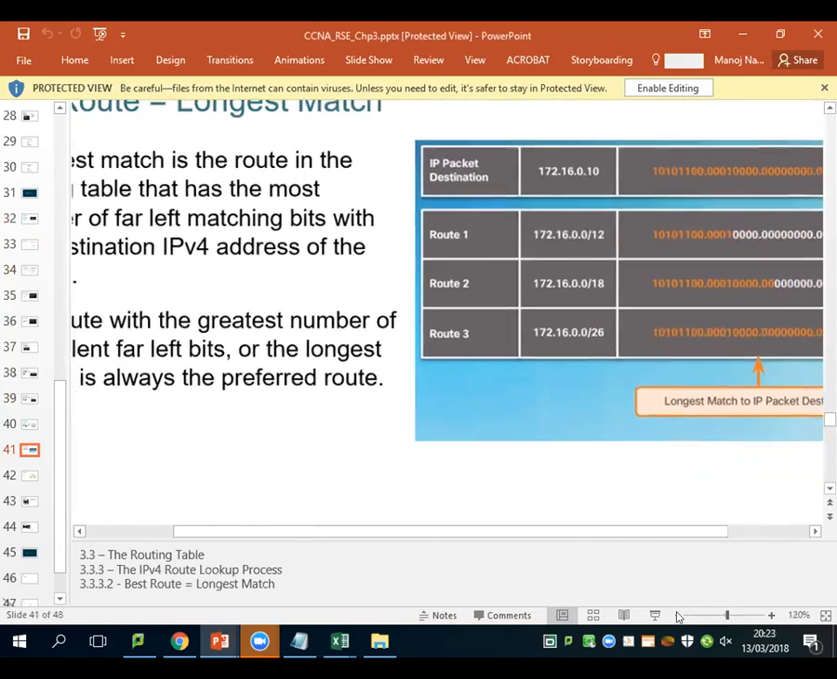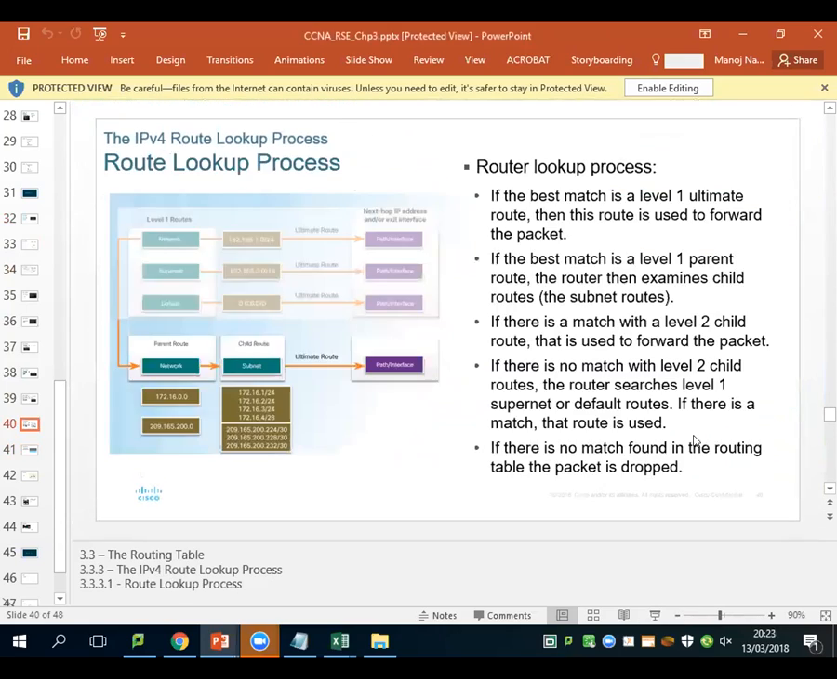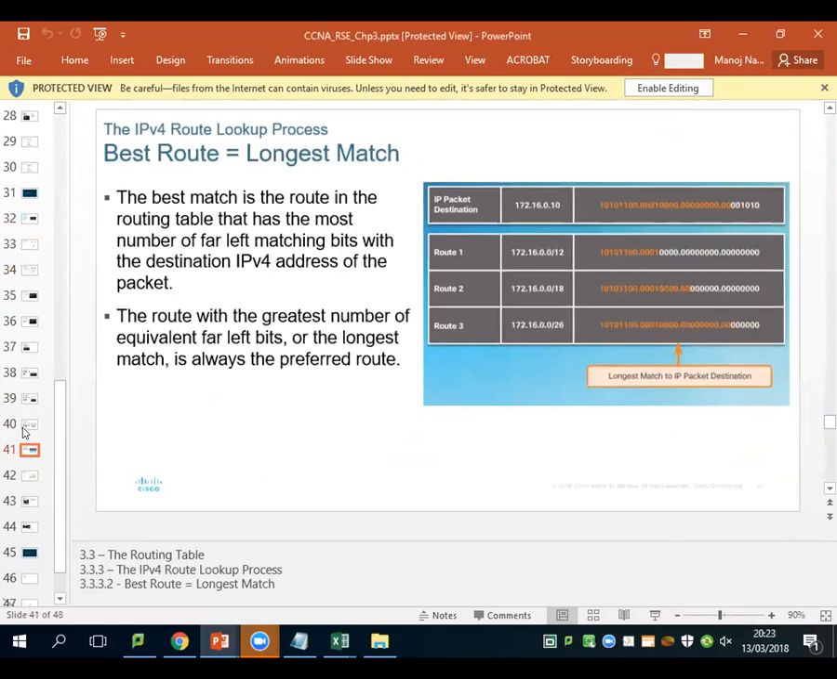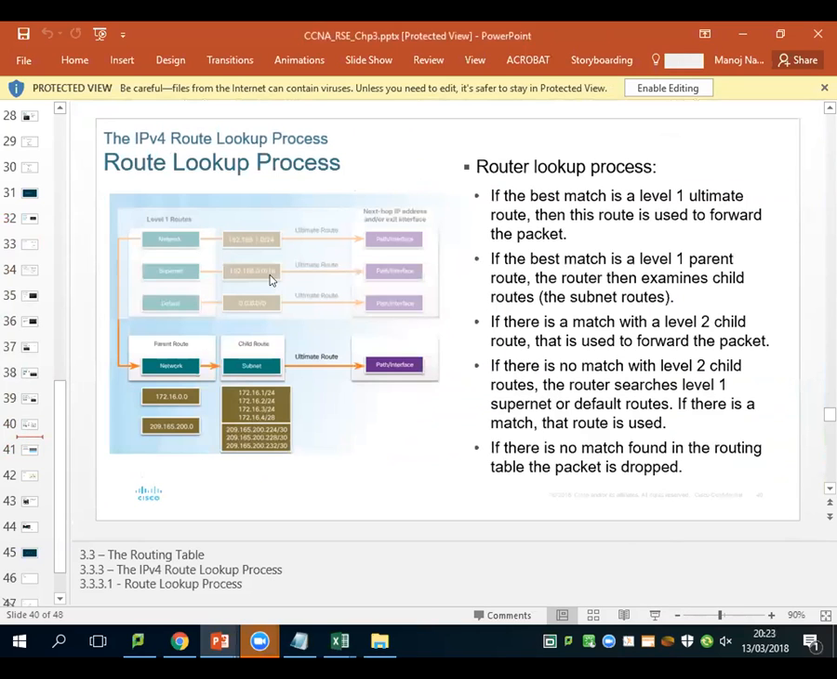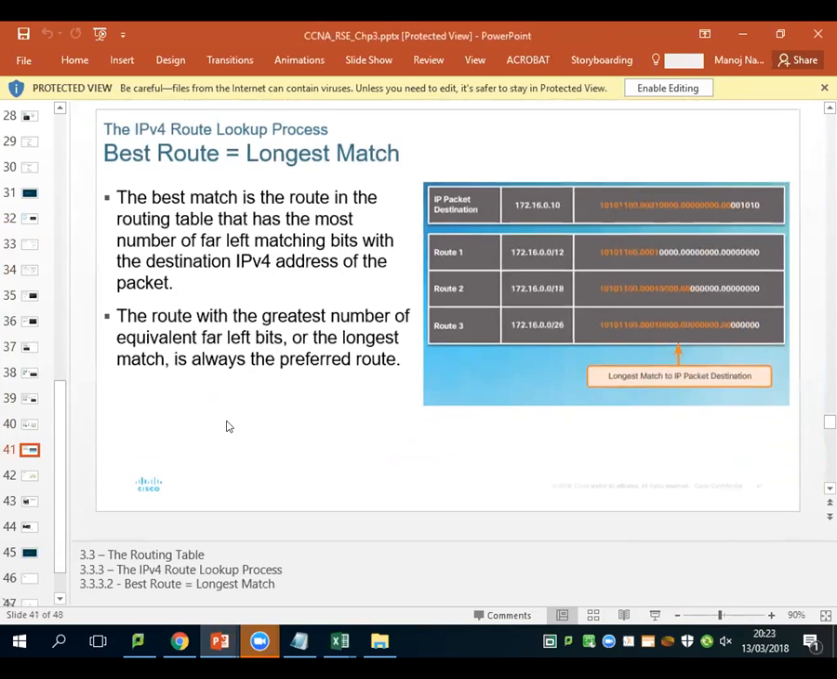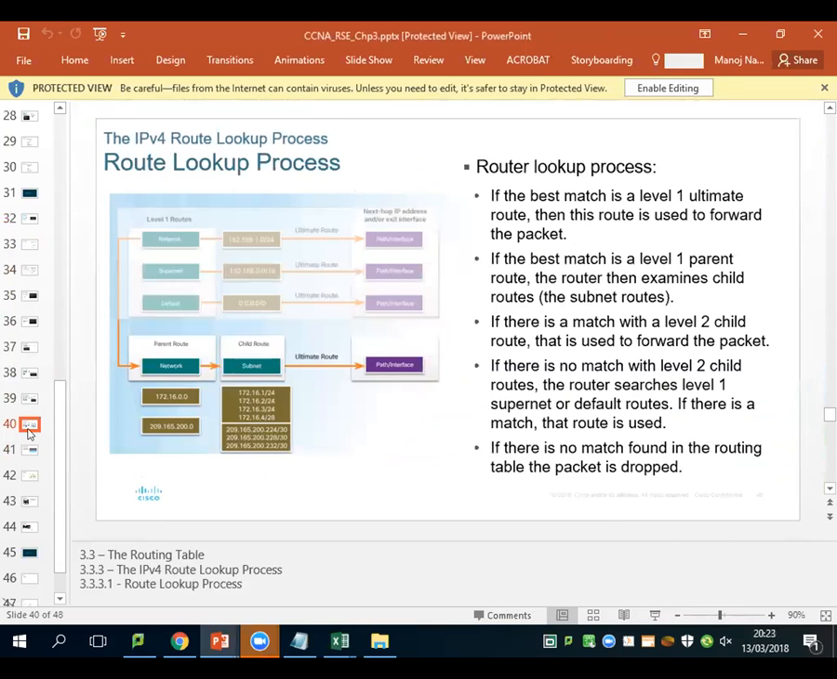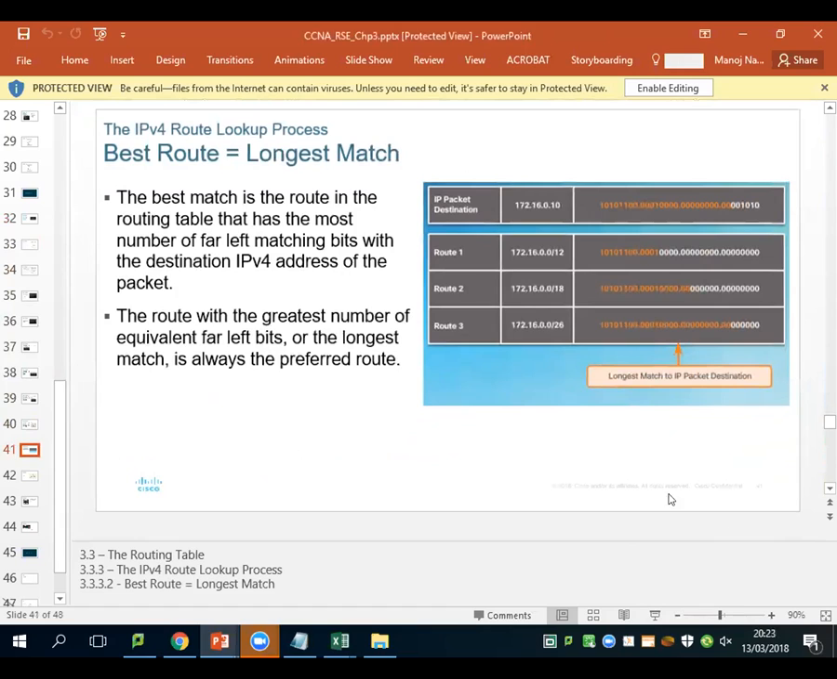Let's pull this out a little bit. I think this is taken off this example here, by the way. 1, 2, 3, 4. Let's go into it. /12, /18, /26 are the 3 you've got there. I think it's a different example.